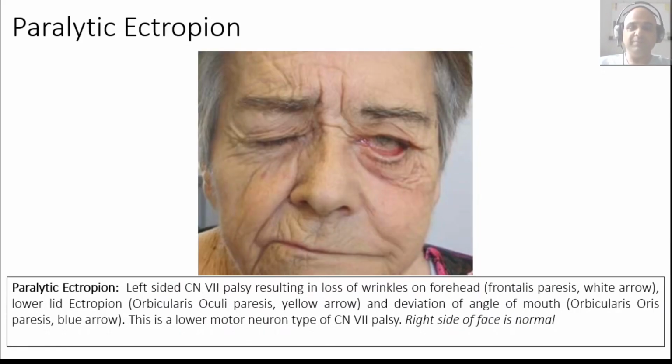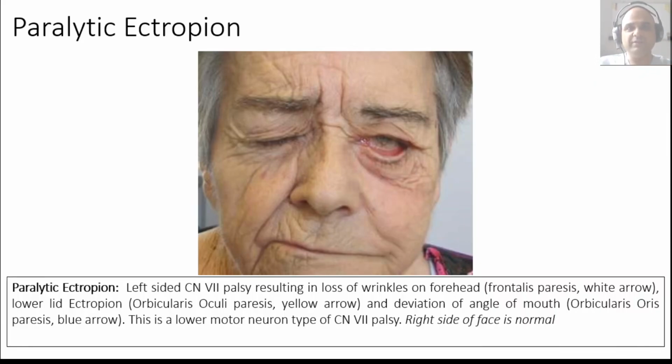This is the seventh nerve, a patient of seventh nerve palsy of the left side. And as you can see, there is an ectropion here. And this ectropion is simply because the orbicularis oculi muscle is paralyzed and does not have its tone. If it does not have its tone, it is no longer providing any support to either of the lids, the upper lid or the lower lid.